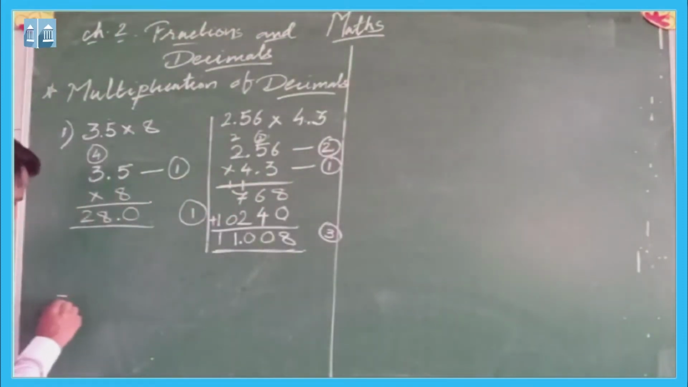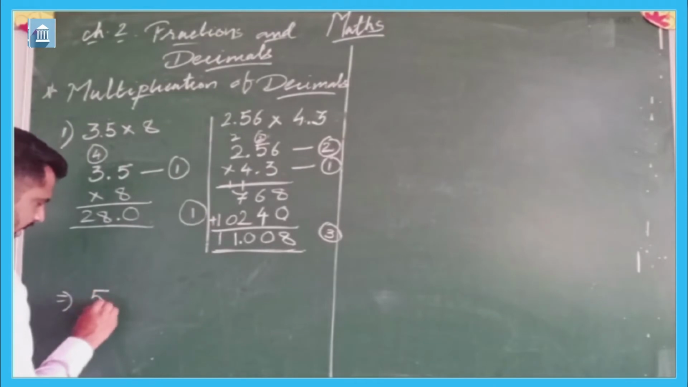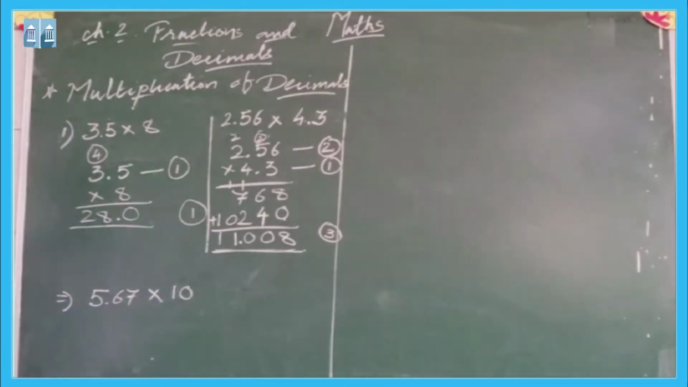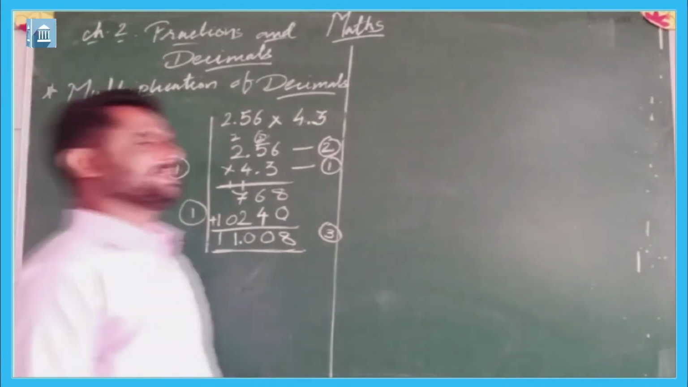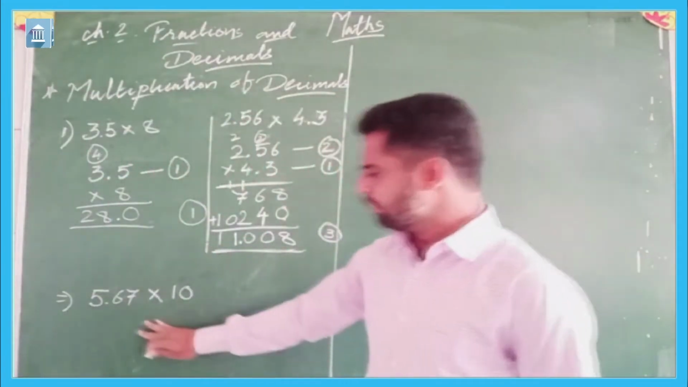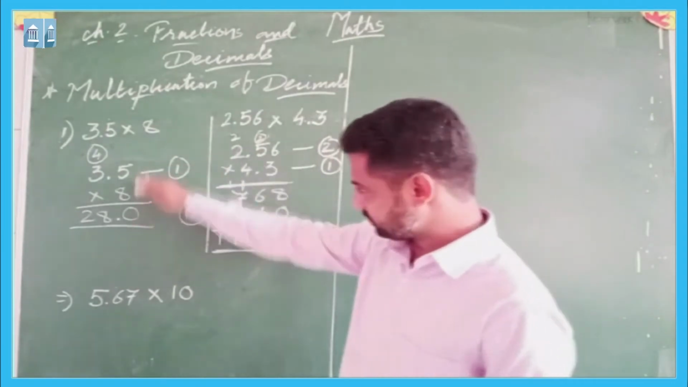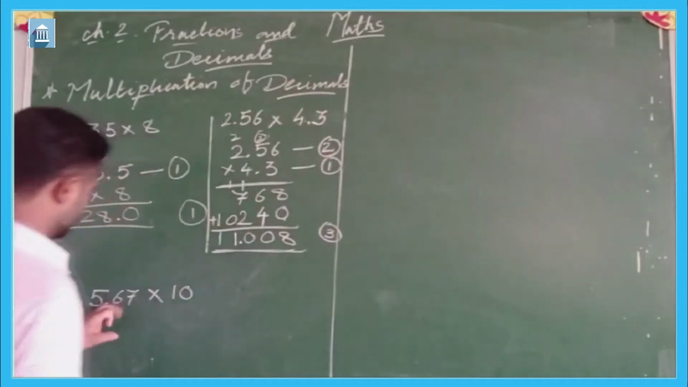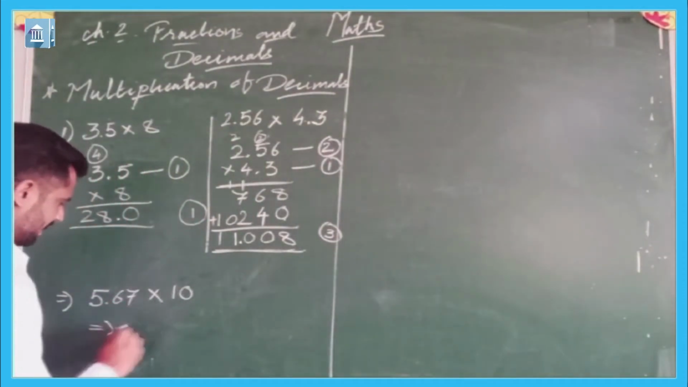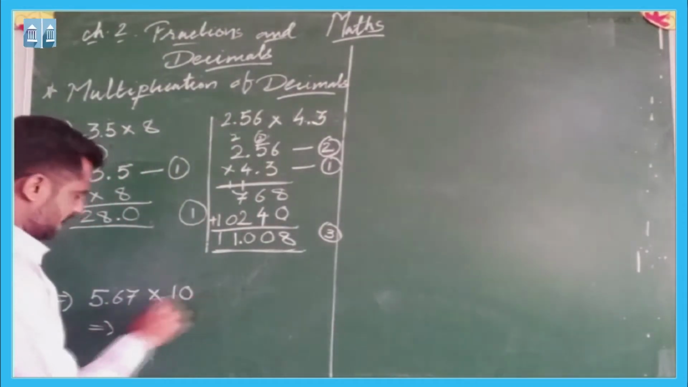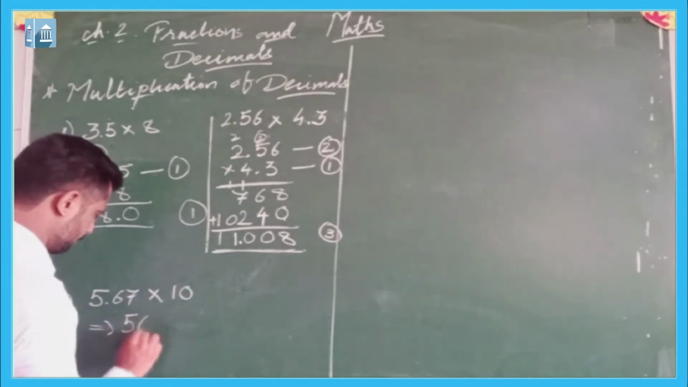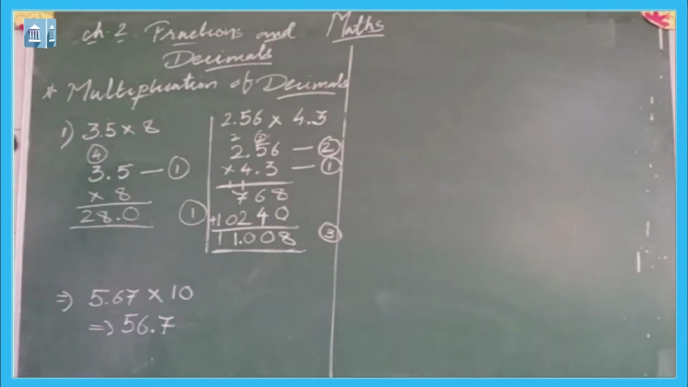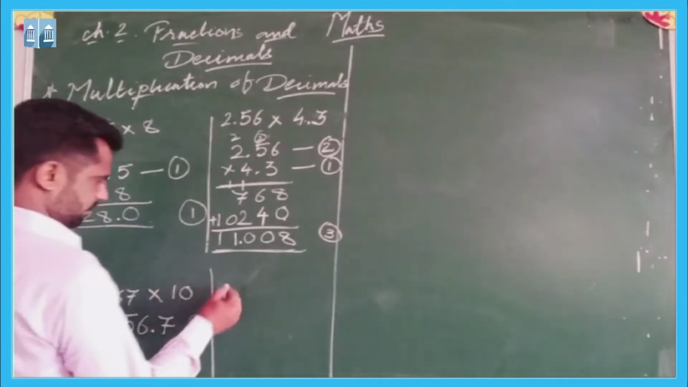Now let us see, when we are multiplying directly by 10, 100 or 1000, what will be the result. For example, 5.67 multiplied by 10. When we are multiplying 5.67 by 10, we don't need to do any calculation like that. We just need to forward this point right hand side. That is, if 10 is there, we need to take this point one place toward the right hand side.